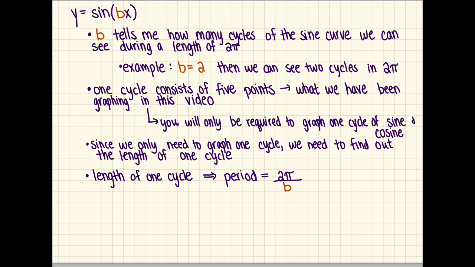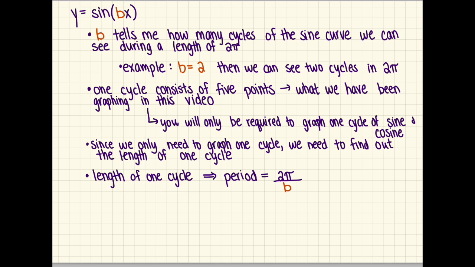Now we are going to be changing the x-axis values. So when there's a number in front of the x inside the sine function, this is when I know I'm going to change the x-axis values. So in this case, we're going to call it b. B tells me how many cycles of the sine curve we can see during a length of 2 pi, which is what we've been doing now. Our b has always been 1, so we've always seen 1 full cycle in a length of 2 pi.